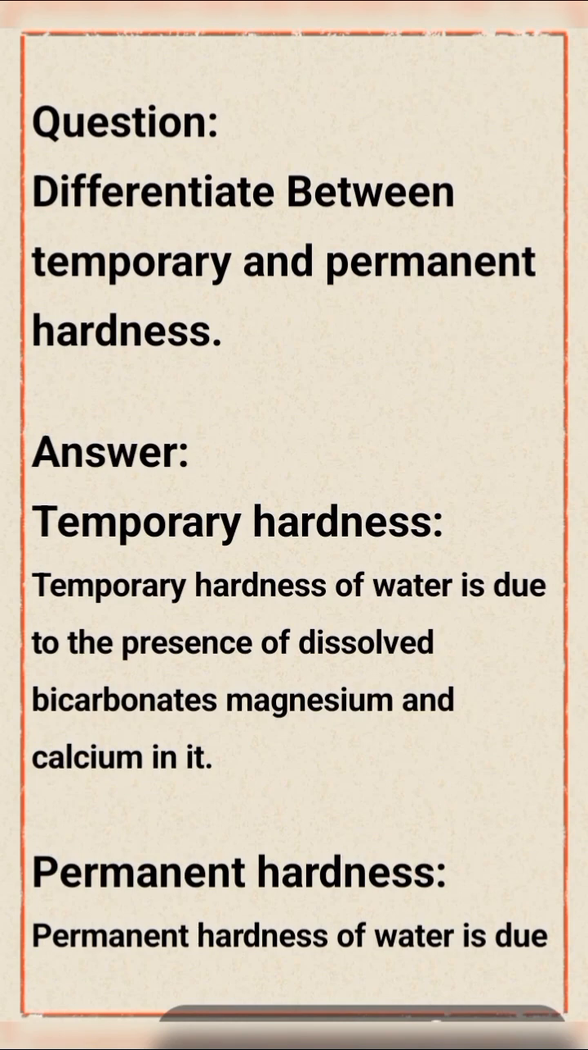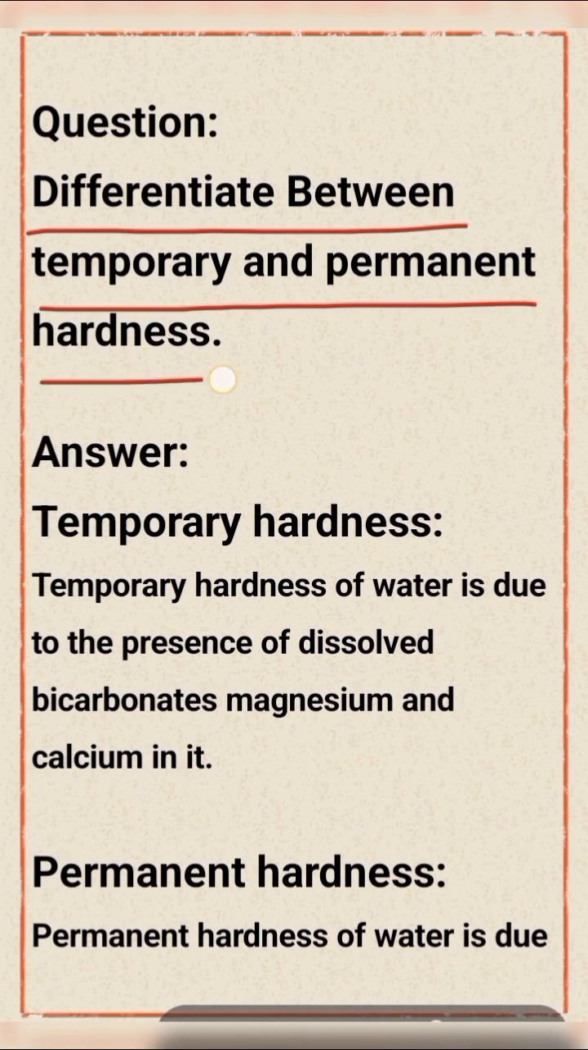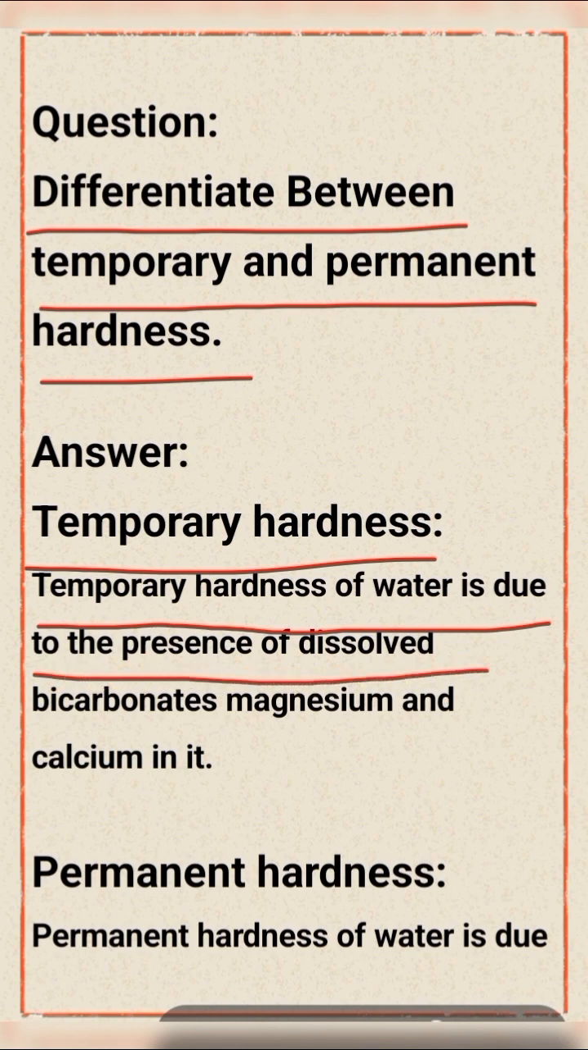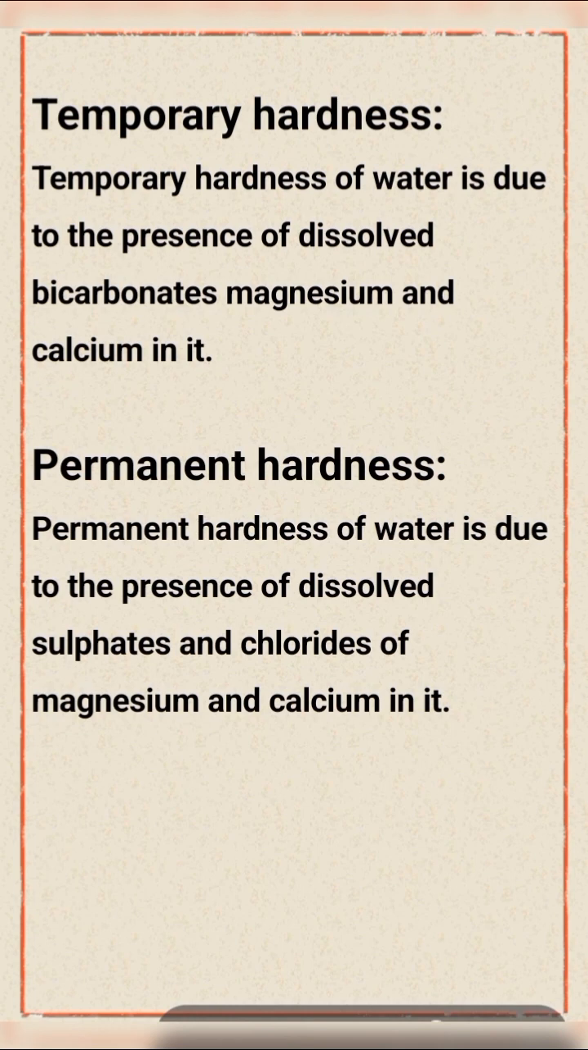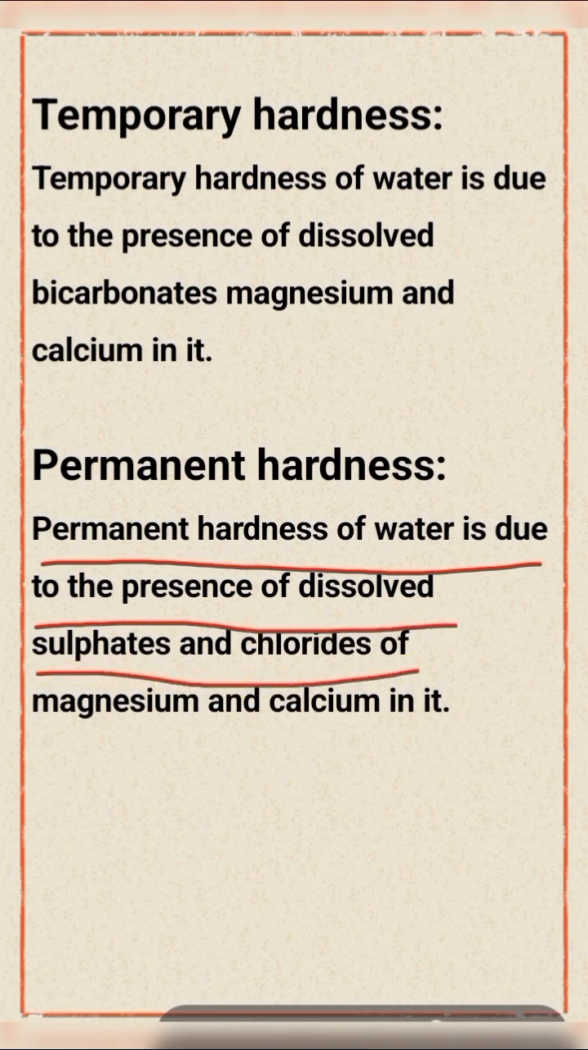My dear viewers, now we discuss the difference between temporary and permanent hardness. Temporary hardness of water is due to the presence of dissolved bicarbonates of magnesium and calcium in it. But permanent hardness of water is due to the presence of dissolved sulfates and chlorides of magnesium and calcium in it.